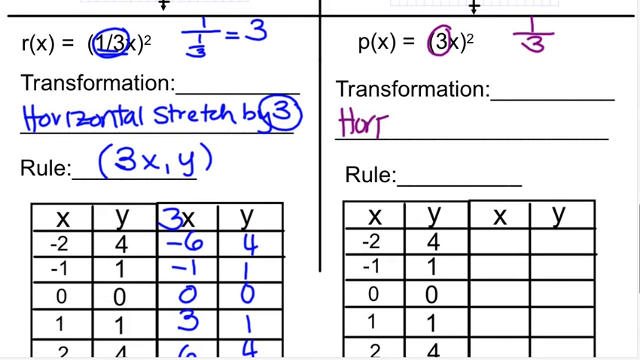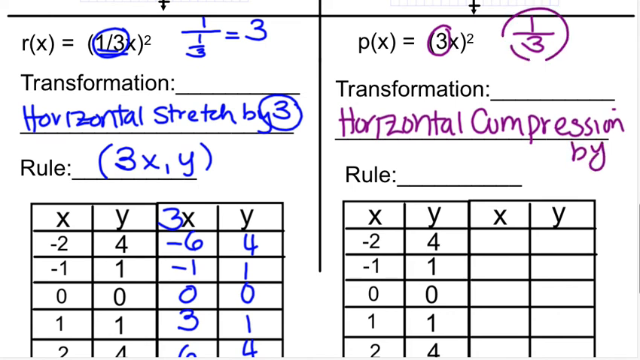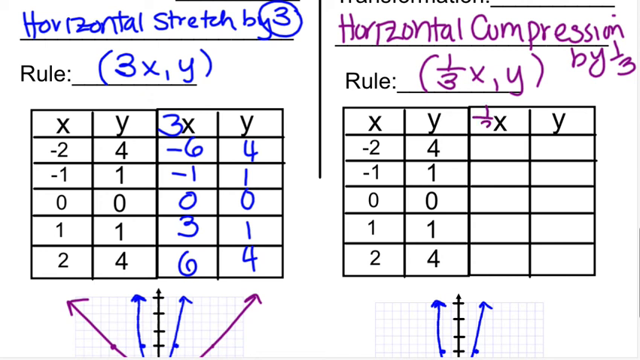Horizontal compression by 1/3. That's where we're going to multiply every x value, your horizontal axis, your x-axis, by 1/3. Nothing changes with the y. So multiplying by 1/3, we get -2/3, -1/3, 0, 1/3, 2/3. All the y's stay as they are.